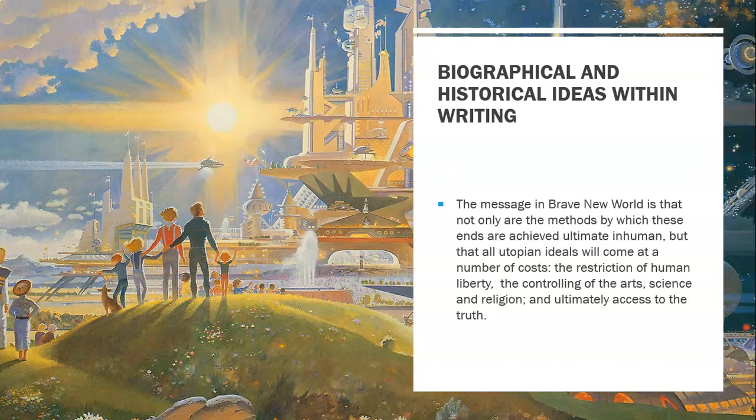The message in A Brave New World is that not only are the methods by which ends are achieved ultimately inhuman, but that all utopian ideals will simply come at a number of costs: the restriction of human liberty, the controlling of the arts, science and religion, and ultimately access to the truth, being the greatest thing for Huxley.